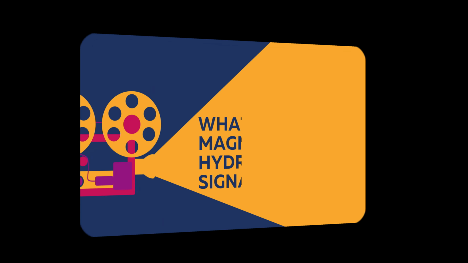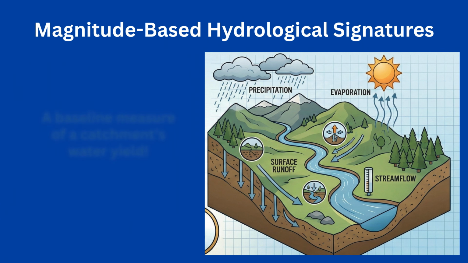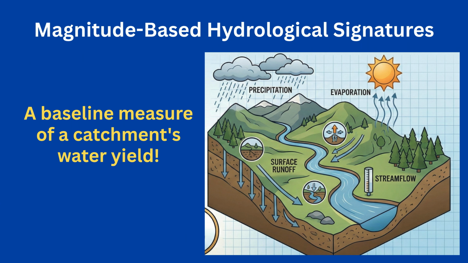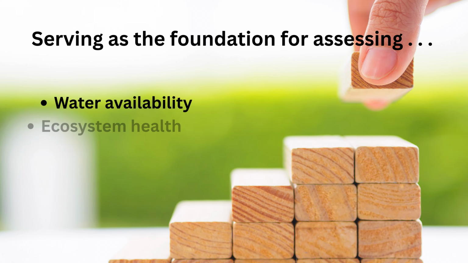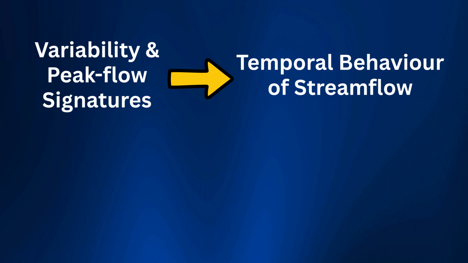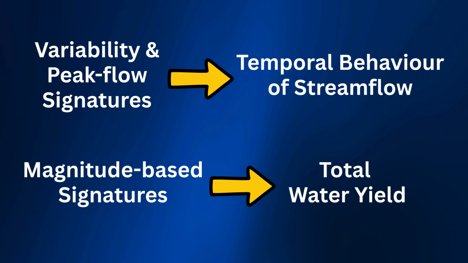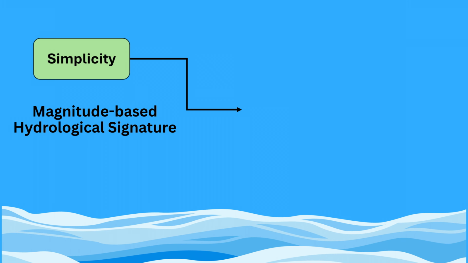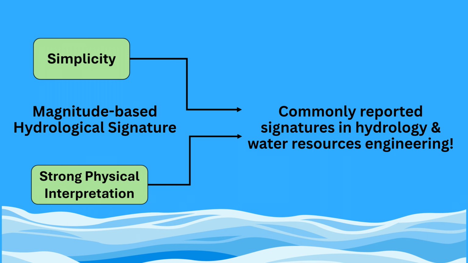Stay with me. Magnitude-based hydrological signatures provide a baseline measure of a catchment's water yield over a specific period, serving as the foundation for assessing water availability, ecosystem health, and catchment water balances. Unlike variability or peak flow signatures, which describe the temporal behavior of streamflow, magnitude-based signatures focus on the total water yield. Because of their simplicity and strong physical interpretation, they are among the most commonly reported hydrological signatures in hydrology and water resources engineering.